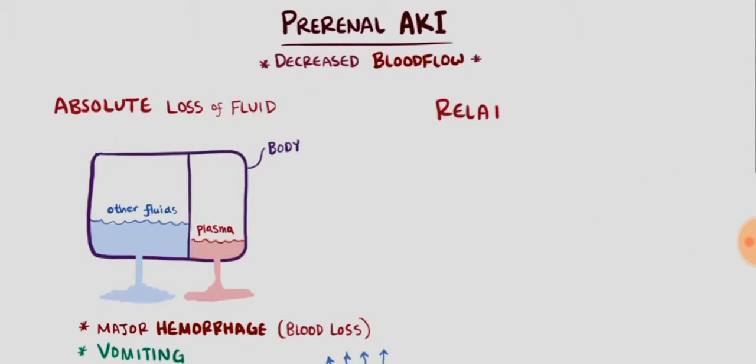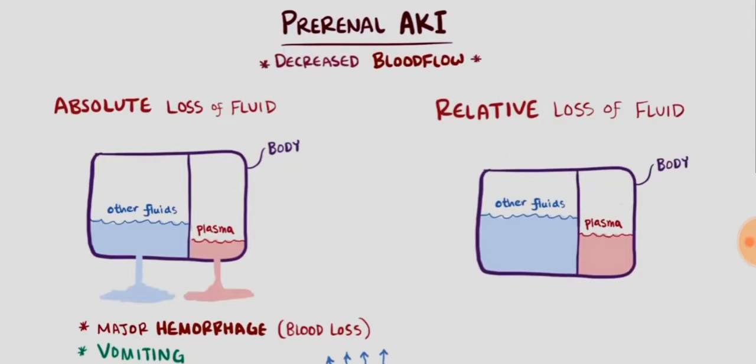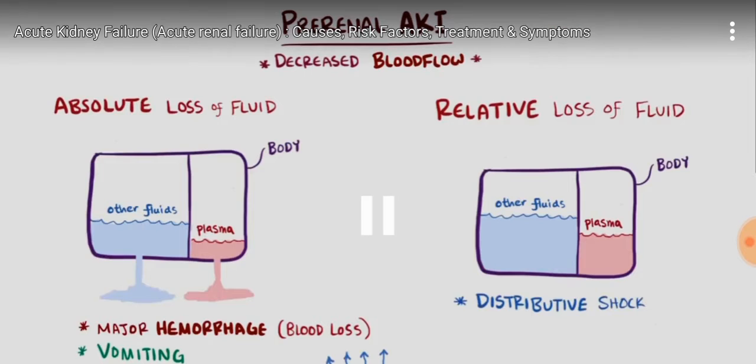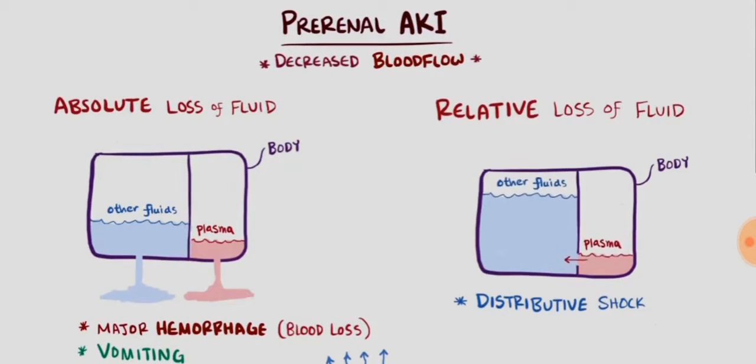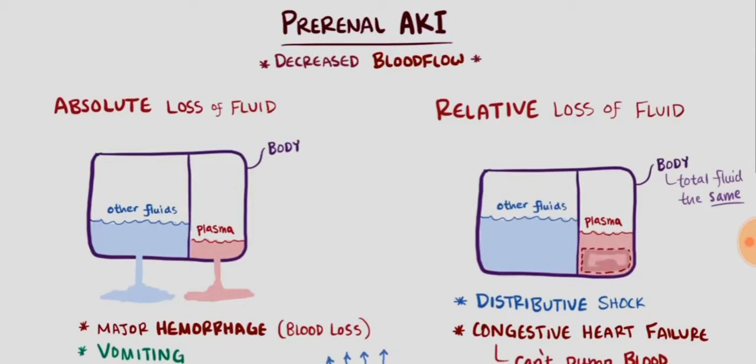Decreased blood flow could also be due to a relative loss of fluid, where total body fluid stays the same. How can that happen, though? Well, one example of this is distributive shock, which is where the fluid moves from the blood vessels into the tissues, which keeps the total body fluid volume the same, but you have a relative decrease in blood volume. Another example is congestive heart failure, which is where the heart can't pump blood to the tissues. So a portion of that blood just pools in the venous side and isn't pumped to the body, meaning less blood is sent to the kidneys.